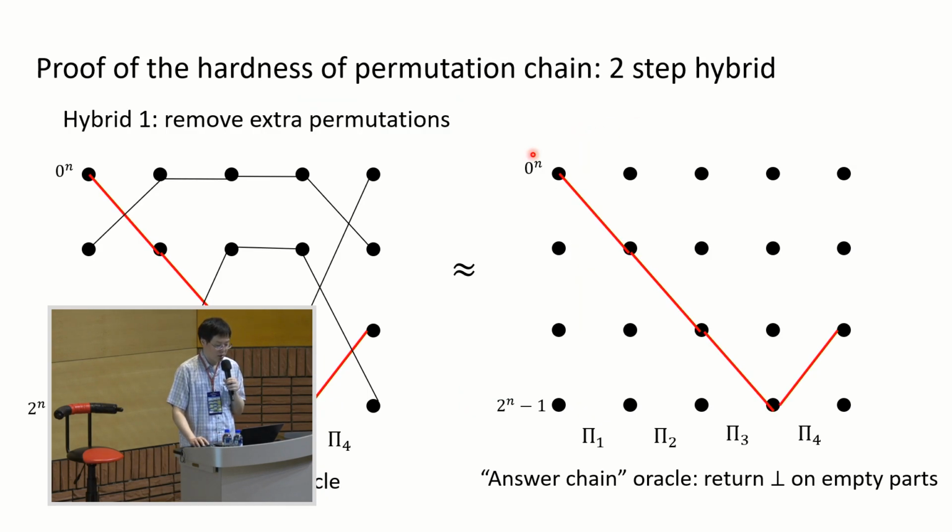Okay. And we have those random permutations, and we are asking that starting from the 0 state, we apply those random permutations, and where do we end up? And we show that to actually calculate this, you need to query the 1, 2, 3, 4 in sequence.